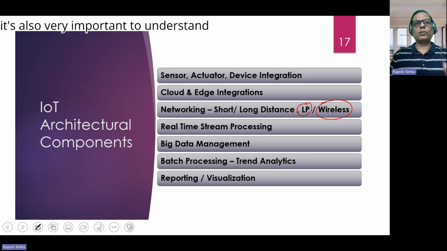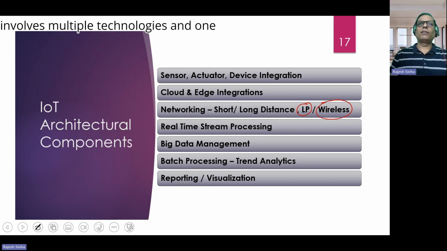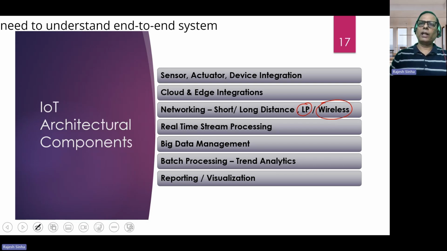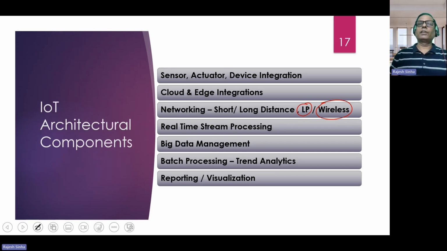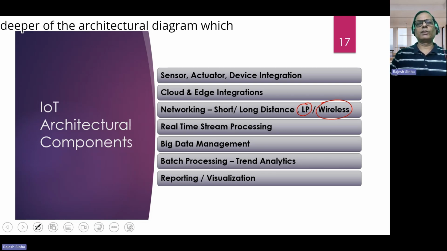It's also very important to understand that IoT, Internet of Things, is not about one technology or two technologies. Internet of Things is an ecosystem which involves multiple technologies, and one needs to understand the end-to-end system and the various kinds of technology in order to implement an efficient solution. Let's go a little deeper into the architectural diagram which we saw earlier.